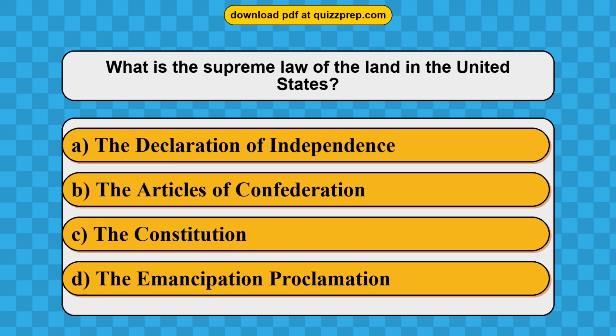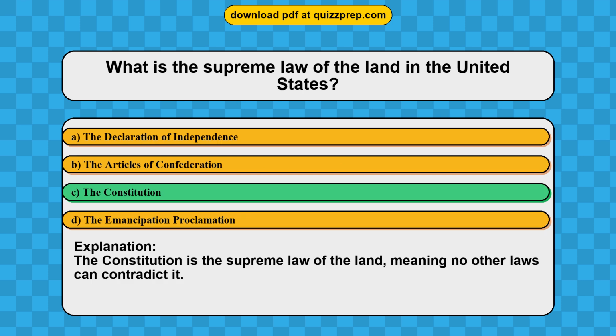Question 58. What is the supreme law of the land in the United States? Option A. The Declaration of Independence. Option B. The Articles of Confederation. Option C. The Constitution. Option D. The Emancipation Proclamation. The correct answer is option C. The Constitution. The Constitution is the supreme law of the land, meaning no other laws can contradict it.